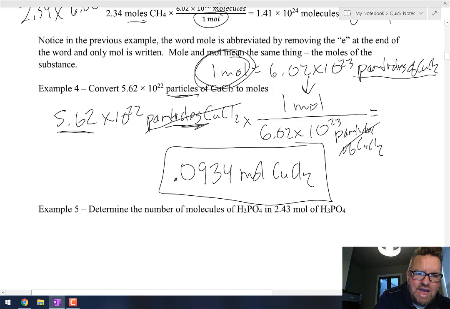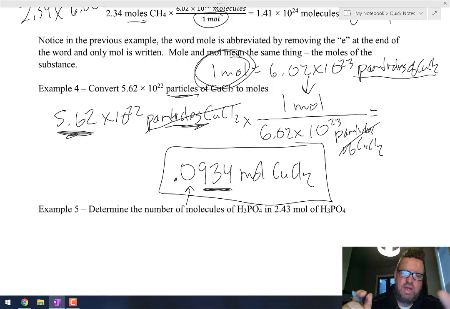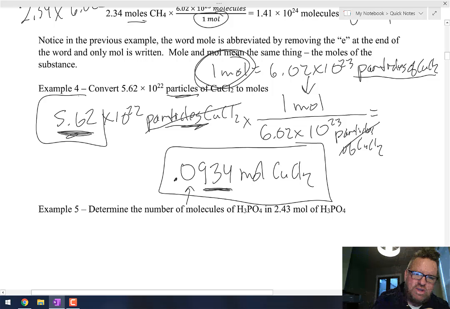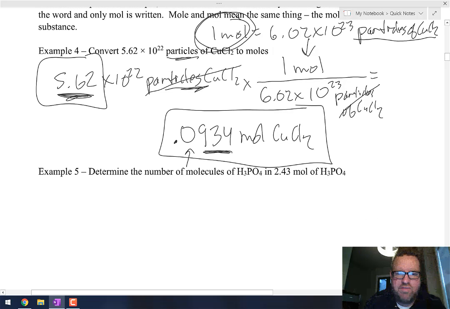Notice that I have 3 digits here. In my answer here, I do have 3 digits. That 0 right there does not count. So whenever you're putting a mathematical answer, you want your answer to reflect how many digits are in your original number. You have the same number of significant figures.